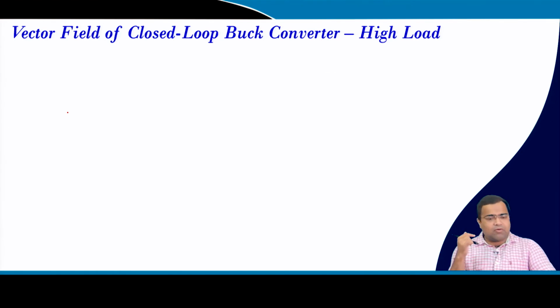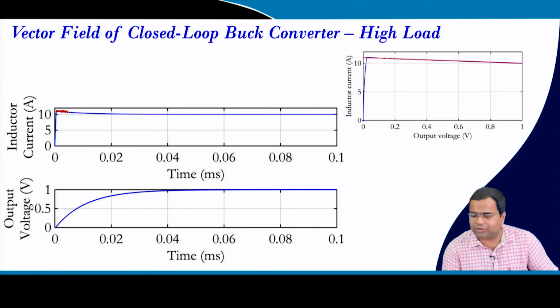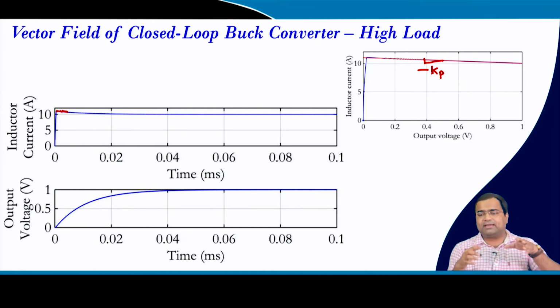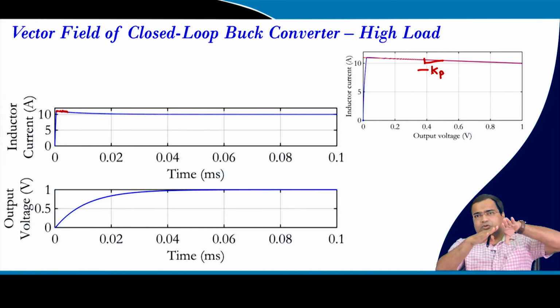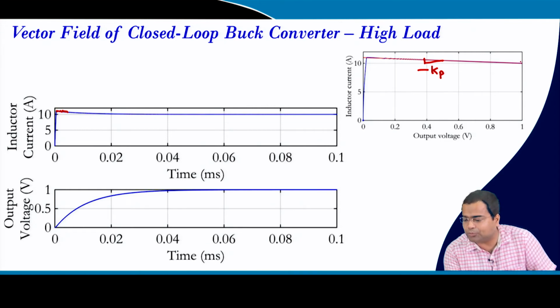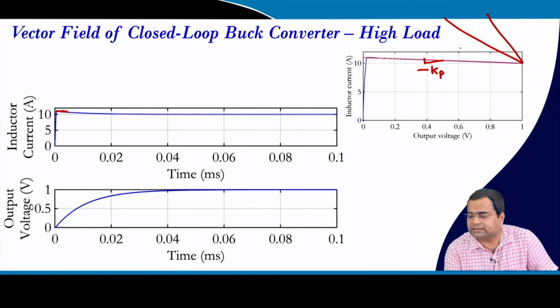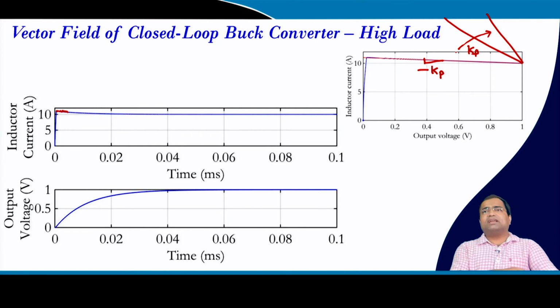Now, this is the scenario where, as I told, this is my Kp slope. That means, if I increase Kp, the slope will increase. Gradually this line has to pass through this point, so the line may look like this. As you increase the Kp, this line will look like this.